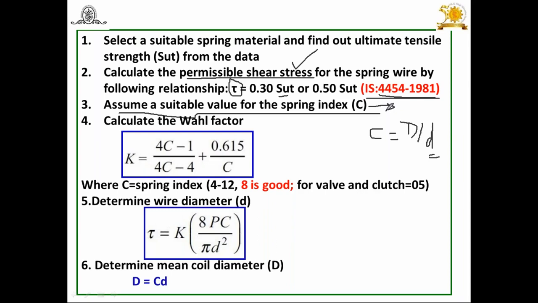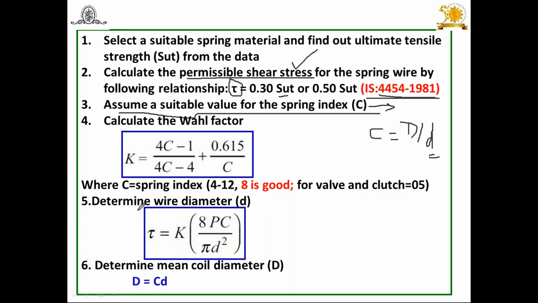What would happen if it's less than 3? Curvature effect and excessive stresses. If it's 15 or 14, then because of the variation in capital D, there may be a problem of buckling. That's why it should be within the range of 6 to 12, as written in books. But you can select in the range of 6 to 9, and generally I am going to select 8 here.